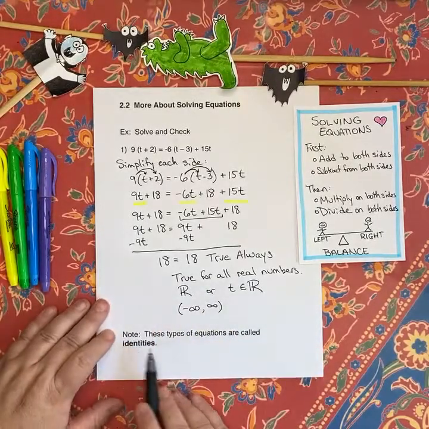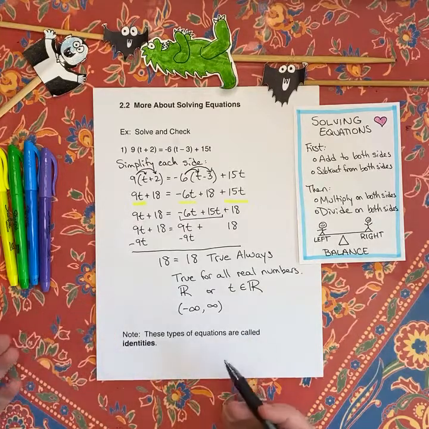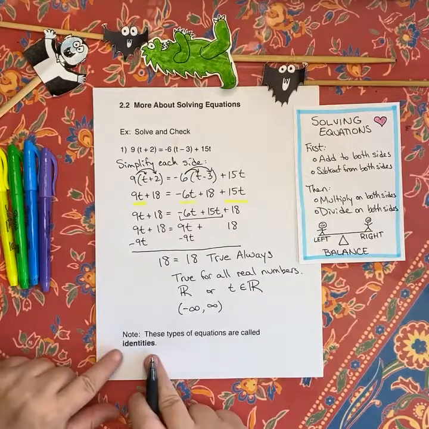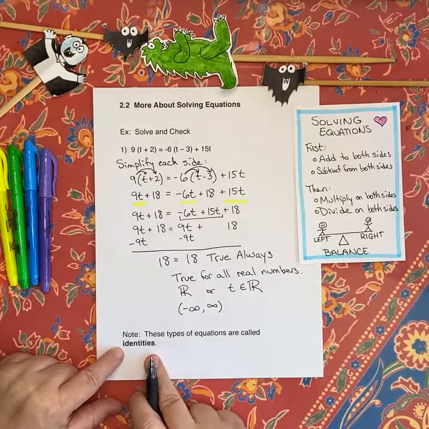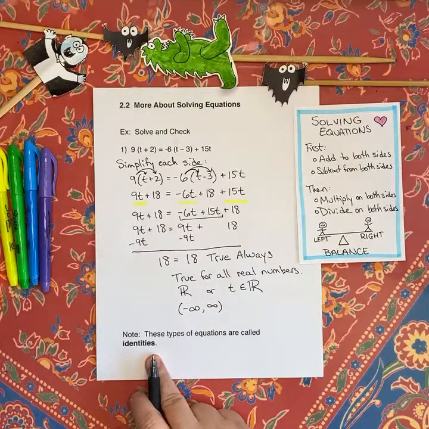And there's a note down here. These types of equations are called identities. If it is true, like what you might call a tautology, in math we call it an identity. So an identity means it is true regardless of what t is.